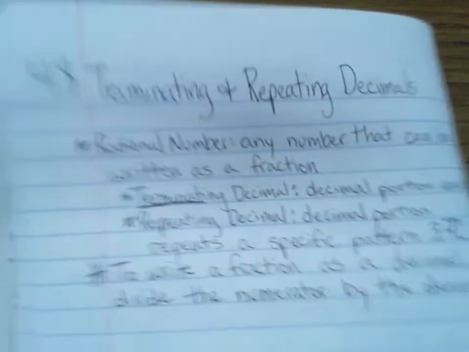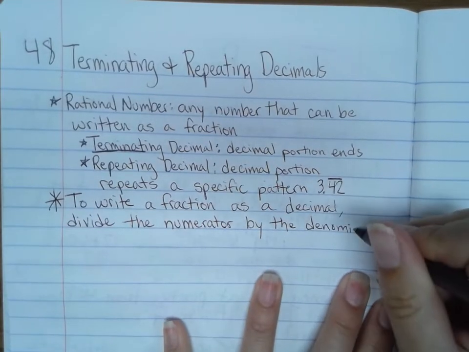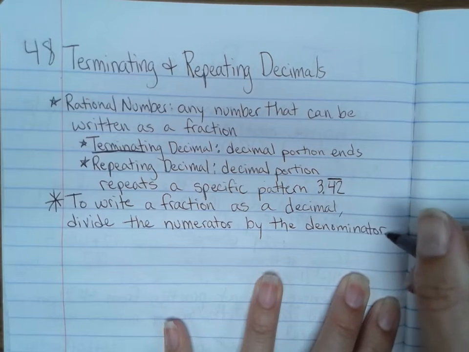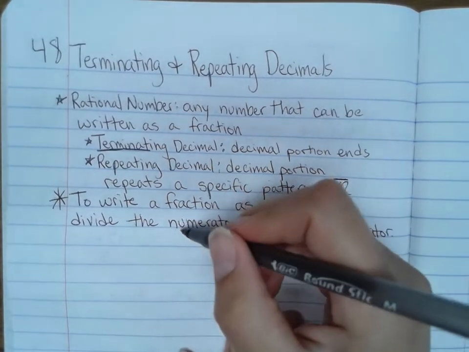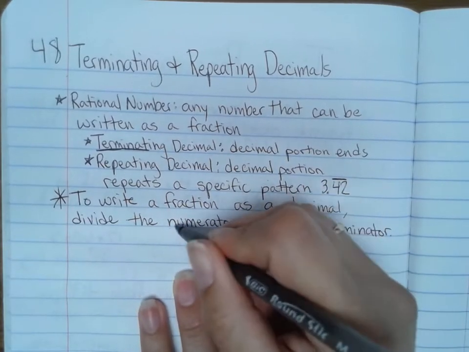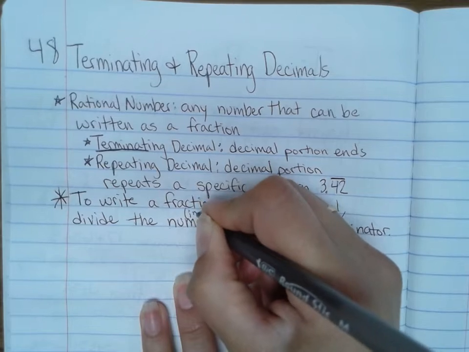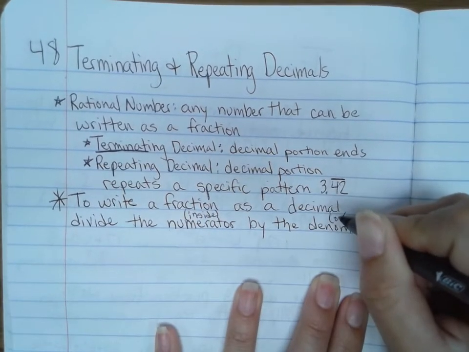Oh, I'm not going to fit it very well. Let's see if I can squeeze it. Denominator. Okay, that means this one goes inside the box. Up here I'm going to write inside. And this one goes outside the box. This is the divisor.